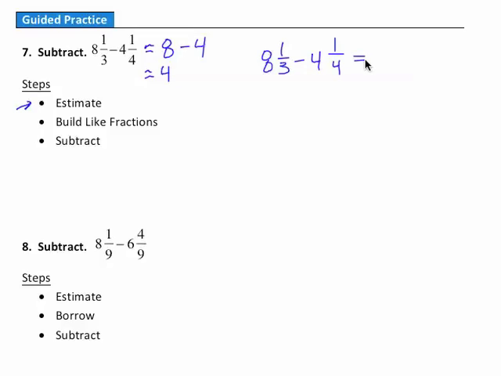Now let's take a look at the actual answer. Well, looking at my fractions 1/3 and 1/4, I don't have like fractions. So I need to come off on scratch work and build these into like fractions. So 3 and 4. My LCD is going to be 12, and I'm going to need to rename each of these fractions.